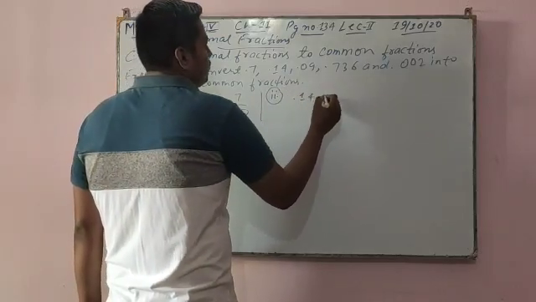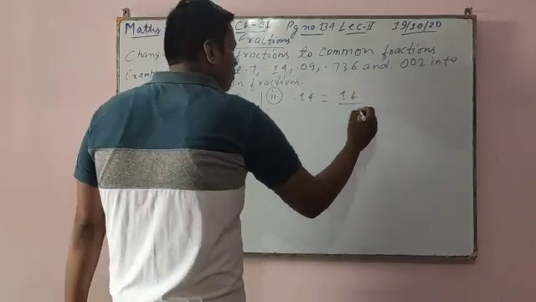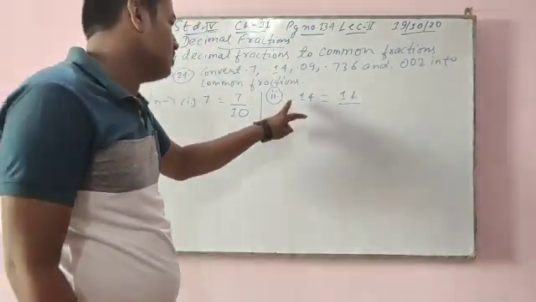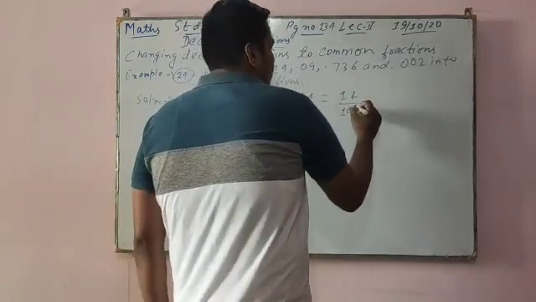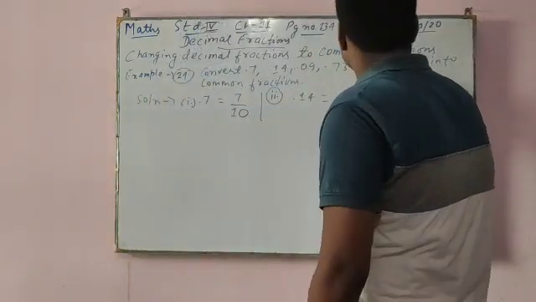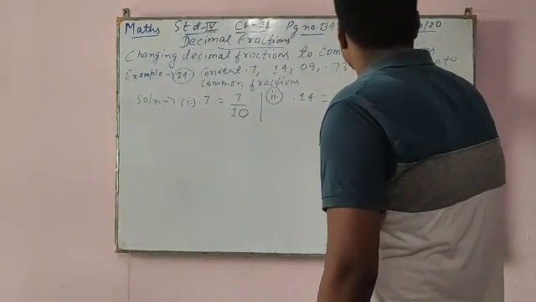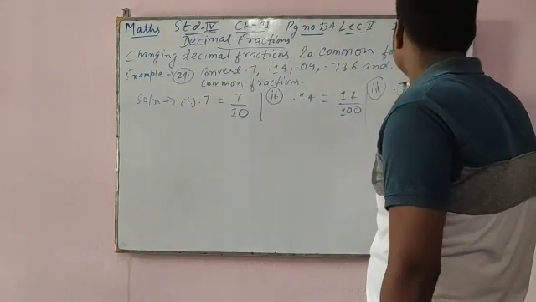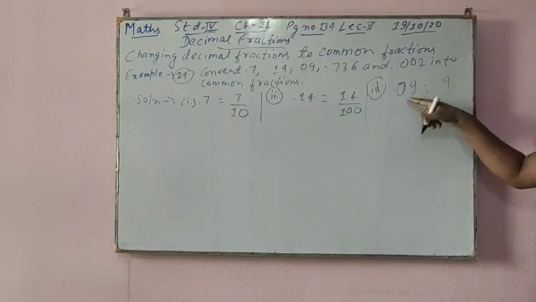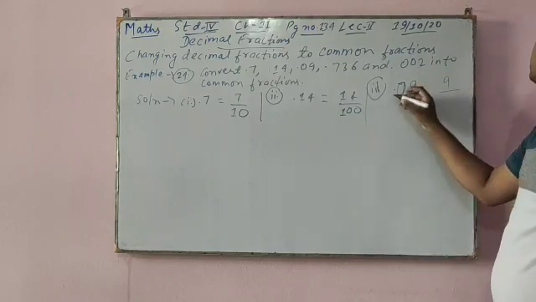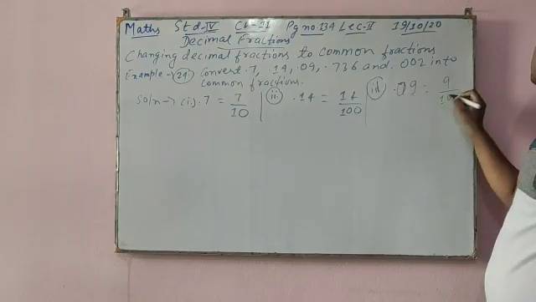Come to question number 2: decimal 14. See, 14 is there. Whatever number you find, you have to write in the numerator. Now take the decimal as 1, and after the decimal there are 2 numbers, so put 2 zeros. Come to number 3: decimal 09. So only 9 is there. 0 has no value before a number. So take 1 for the decimal, and after the decimal there are 2 numbers, so put two zeros.